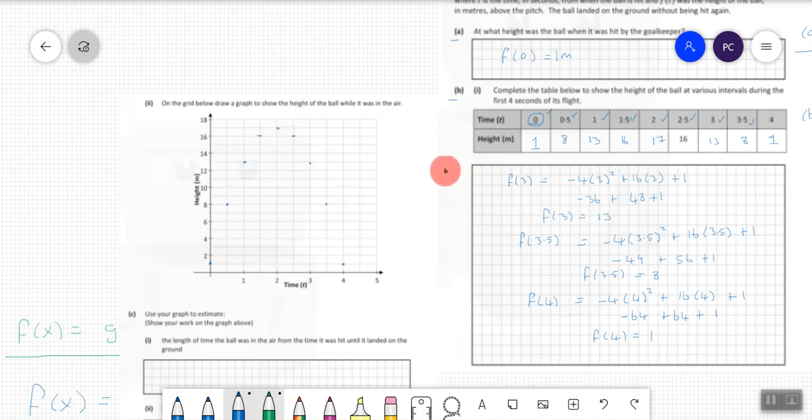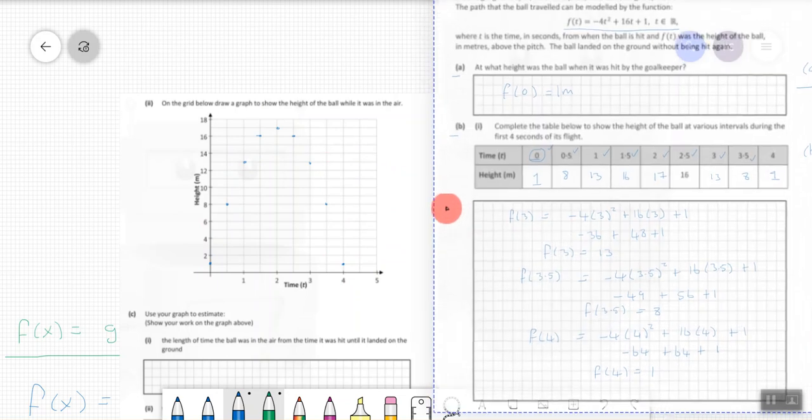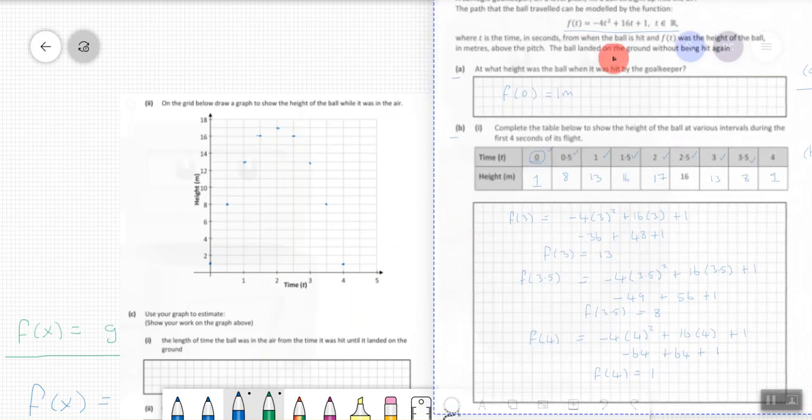Okay, so that's the trajectory, and that's the kind of shape that we would expect as well, given the function that we were dealing with at the start. If we have a look at the function here, again it's a quadratic function, and this shape is a quadratic shape as well.